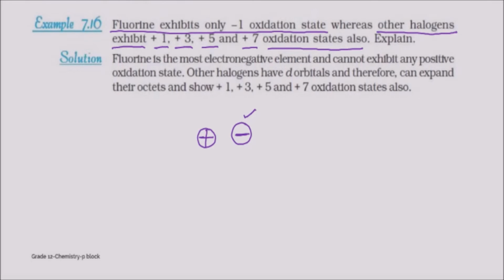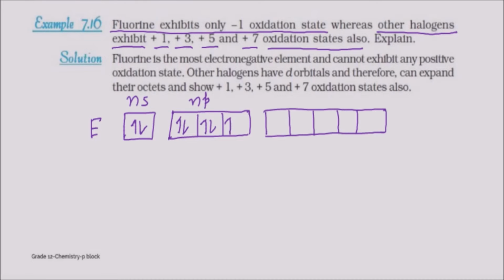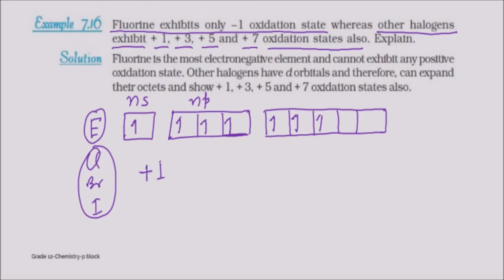But other halogens are less electronegative, and at the same time their configuration is ns2 np5. So if one electron is unpaired, then it shows +1 oxidation state or -1. If one more, then +3, one more, then +5, one more, then +7. In this way, other elements, chlorine, bromine, iodine, can exhibit +1, +3, +5 and +7 oxidation states.